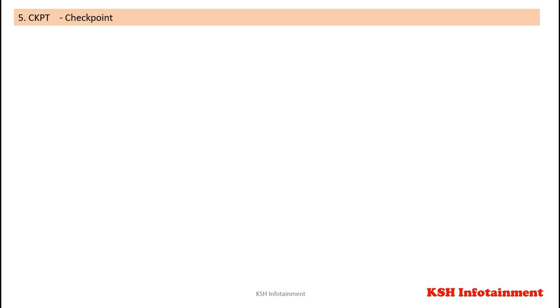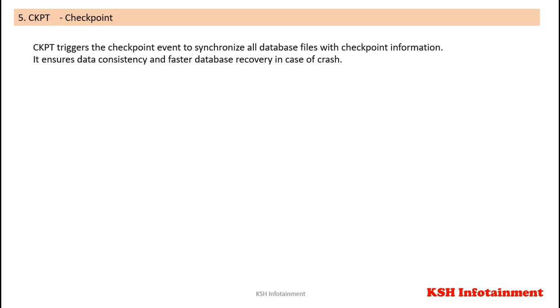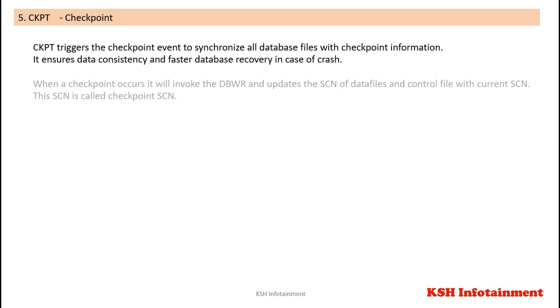Next we have CKPT, that is the checkpoint process. CKPT triggers the checkpoint event to synchronize all database files with checkpoint information. It ensures data consistency and faster database recovery in case of a crash. When a checkpoint occurs, it will invoke DBWR and update the SCN of data files and control files with the current SCN. This SCN is called the checkpoint SCN.